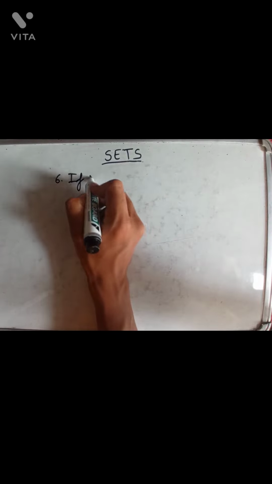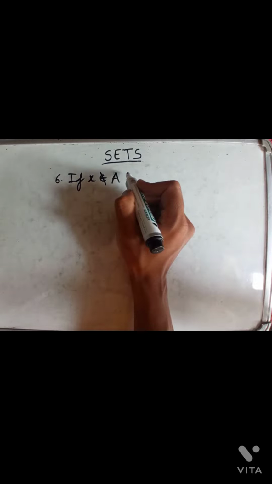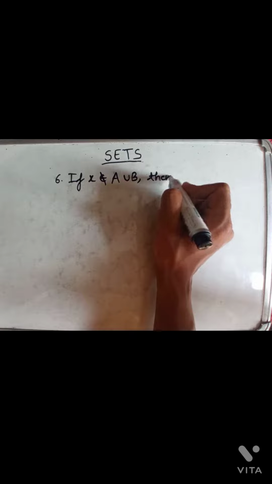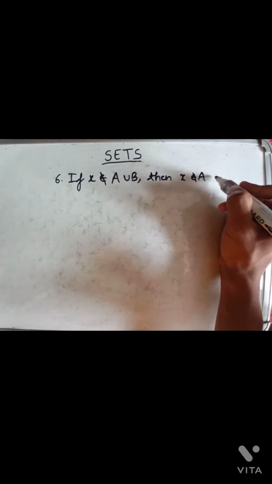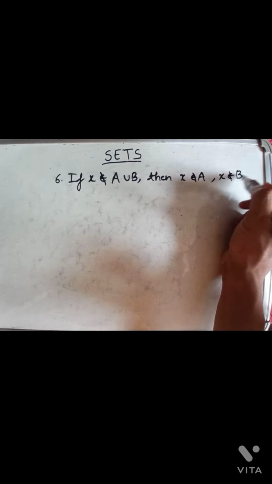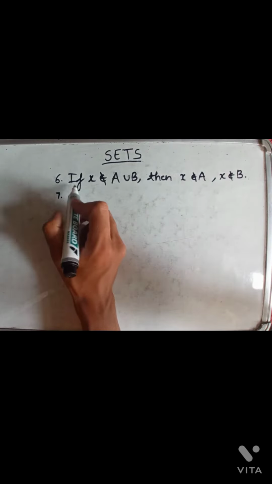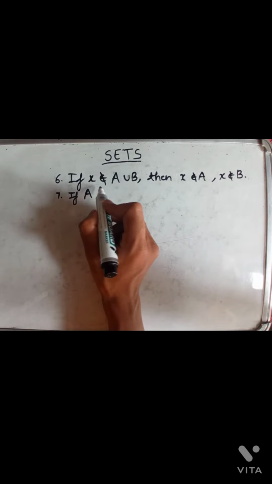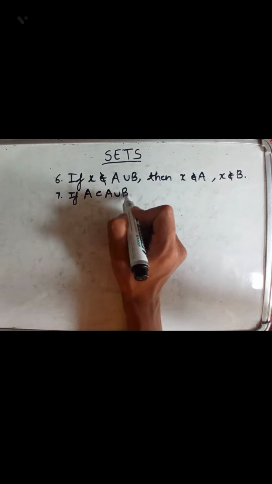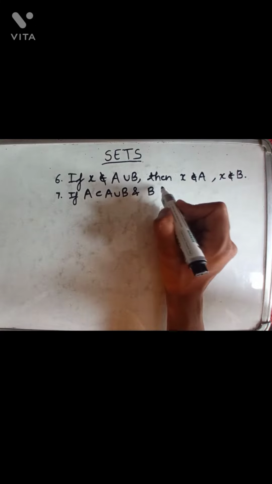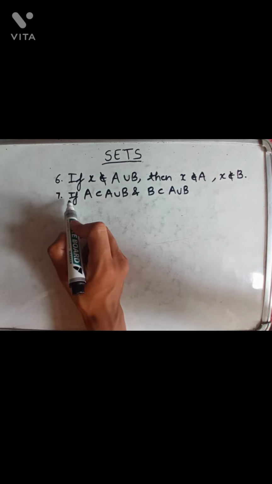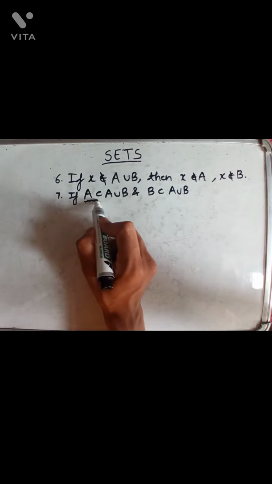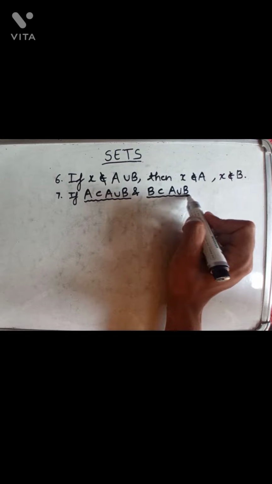The sixth point to remember is that if any element x does not belong to A union B, then that element does not belong to A and it also does not belong to B. The seventh point is, if A is a subset of A union B, then B is also a subset of A union B.